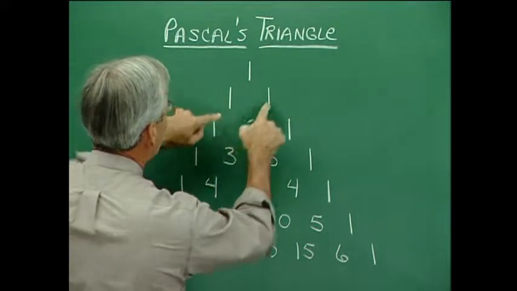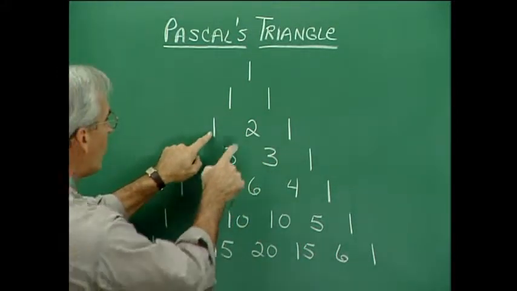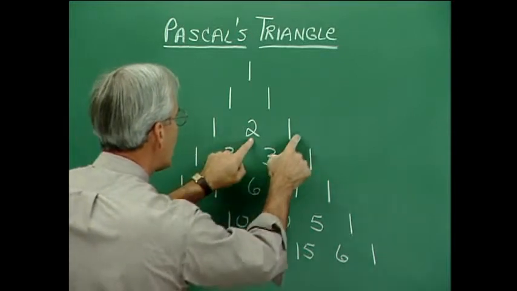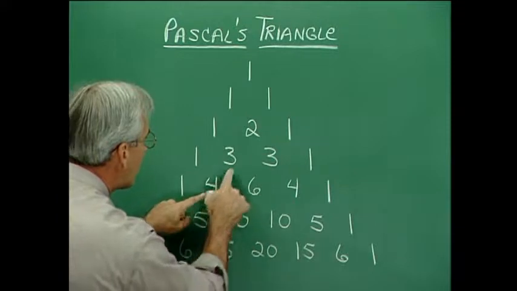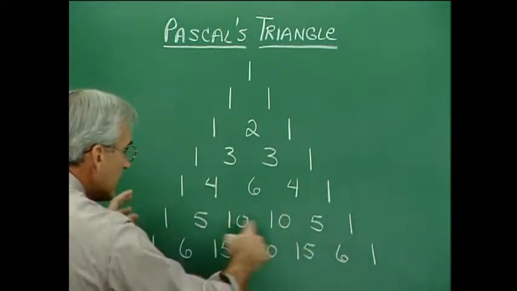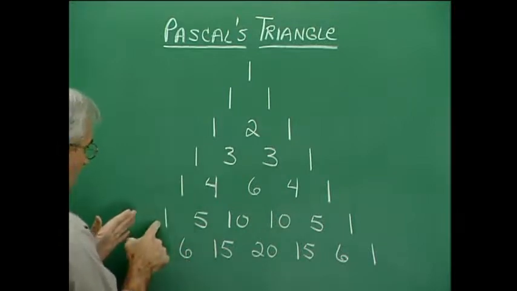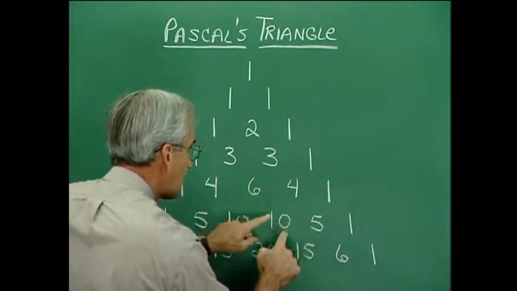Here we have 1 and 1 for 2. And this 3 is just the sum of 1 and 2. And this 3 is 2 and 1. You see, and in here we have 1 and 3 to give 4, 3 and 3 to give 6, 3 and 1 to give 4, and then a 1 on the outside. And then for this line it would be, well, let's see, a 1 on the outside, 1 and 4, 5, 4 and 6, 10, 6 and 4, 10, 4 and 1, 5.